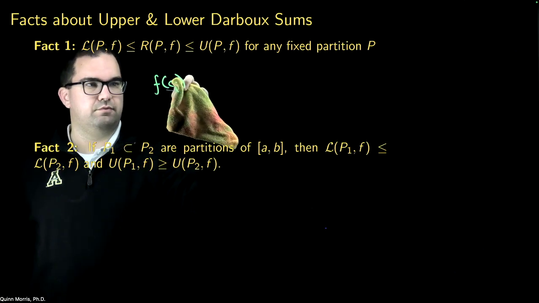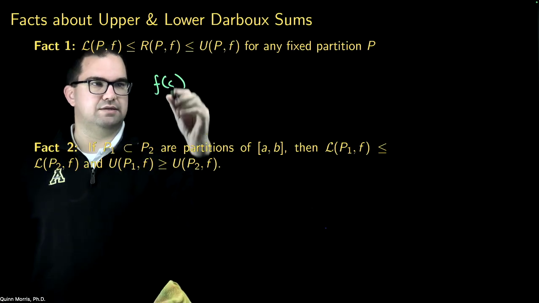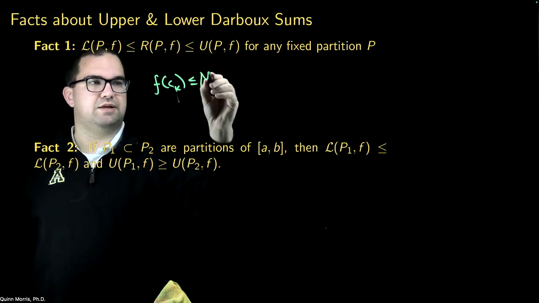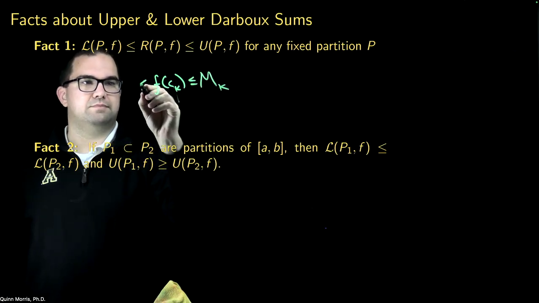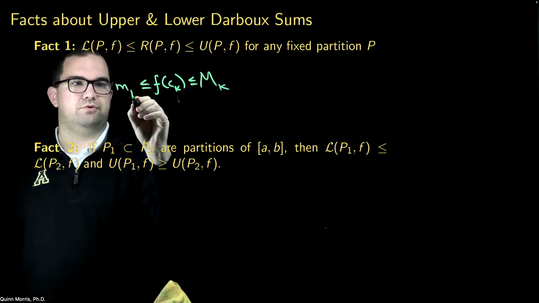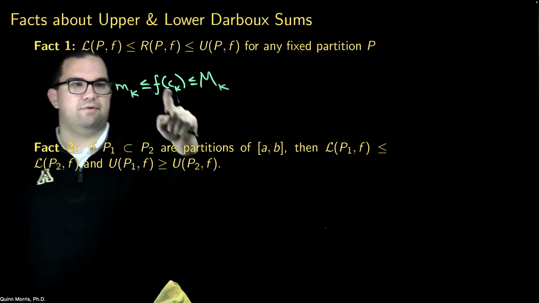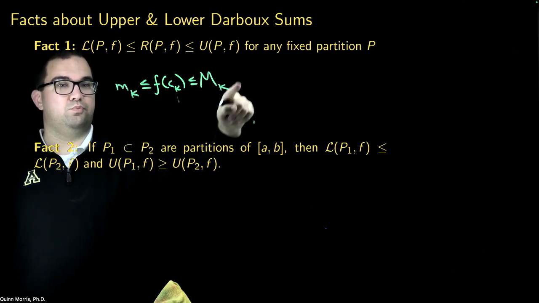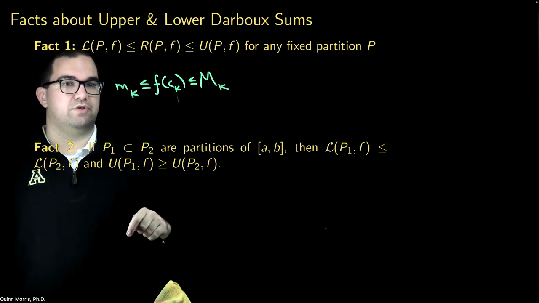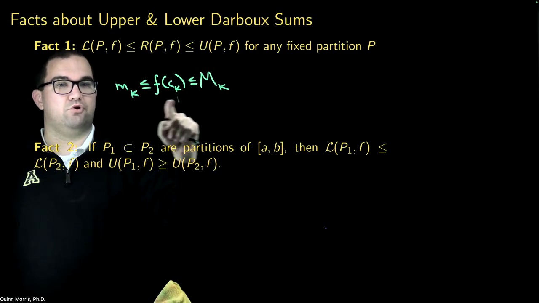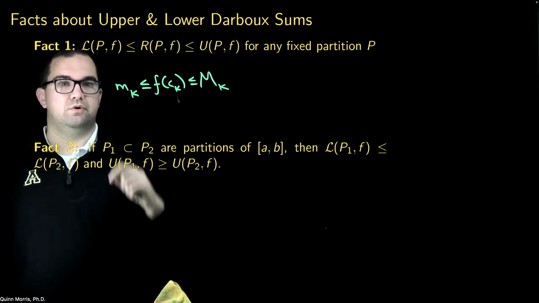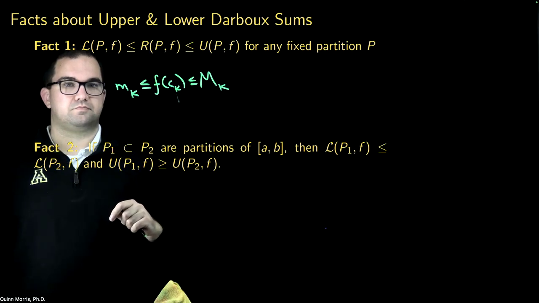Now, why is this? Well, this follows from the simple fact that on each subinterval, f of any tag value on that subinterval, let me actually use k as my indexing variable, so f of c sub k must be less than or equal to capital M sub k and greater than or equal to little m sub k. So this is the infimum of the function over the kth subinterval, this is the supremum of the function over the kth subinterval, and any particular value of the function must be between these two values.